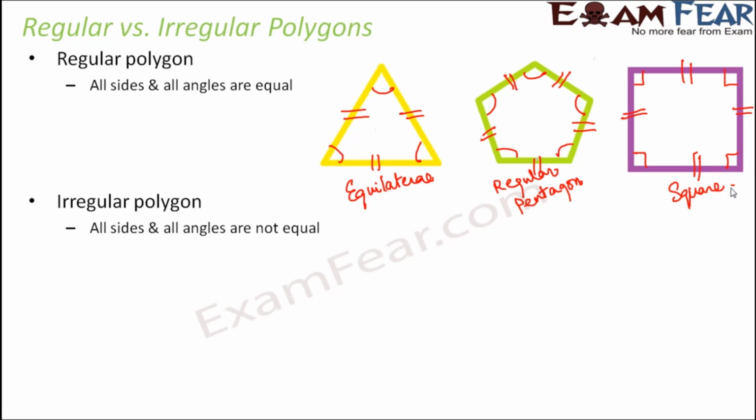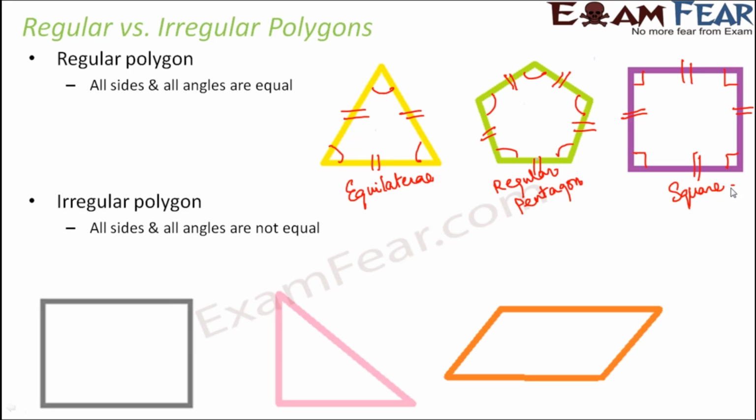So on the contrary, irregular polygon would mean that all sides are not equal, all angles are not equal. You look at this triangle. This is a right angle triangle. Here this angle is 90 degrees, but these 2 angles are acute angles, that is less than 90 degrees. So all angles are not equal, all sides are also not equal.